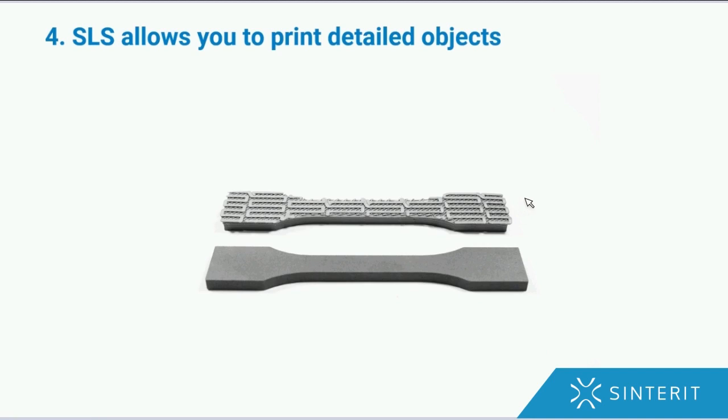And again, time is money, right? And here you can see the same object, but printed with the SLS technique. As you can see, there are no visible layers and the object is quite smooth.